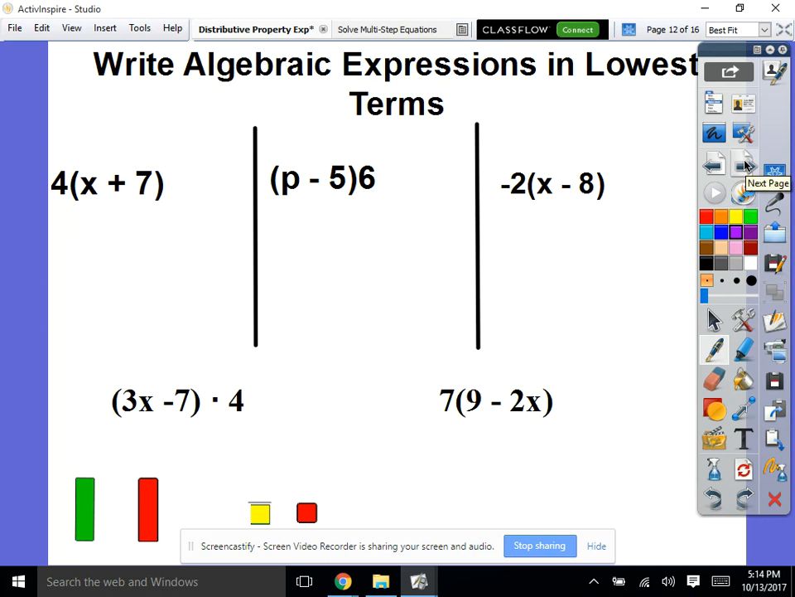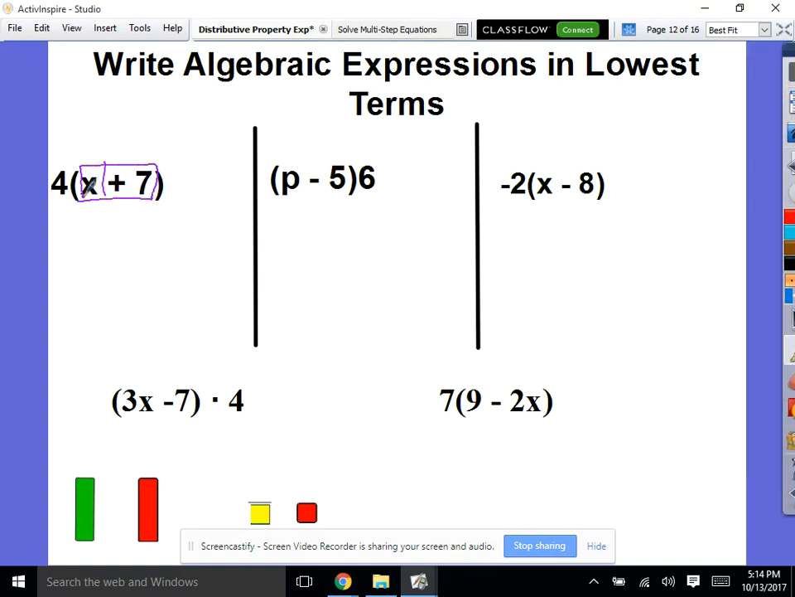All right, so let's do some expressions. Now, note, these are expressions. There are no equal signs, so they're not equations, and we will not be solving. We will be simplifying or writing them in simplest terms. Box in your terms inside the parentheses. 4 times x is 4x. 4 times positive 7 is positive 28.